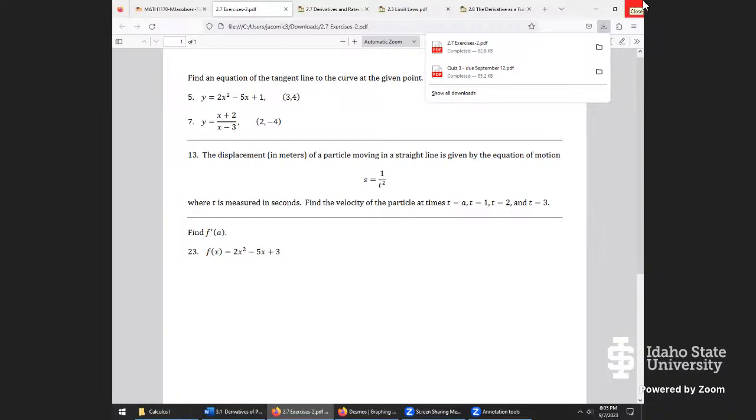So we've got 2x squared minus 5x plus 1 at the point (3, 4). So we take the limit as h goes to 0 of f of x plus h minus f of... oh, I said x plus h, but it should really be at 3, minus f of 3, all over h. So we'll have the limit as h goes to 0. 3 plus h going inside here would be 2 times (3 plus h) squared minus 5 times (3 plus h) plus 1.